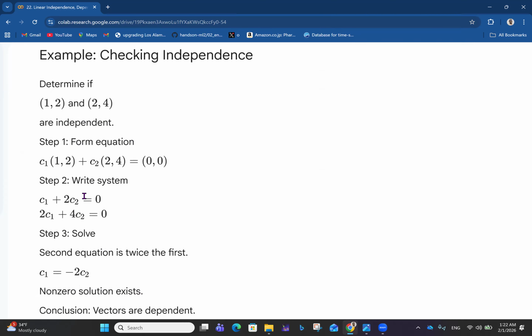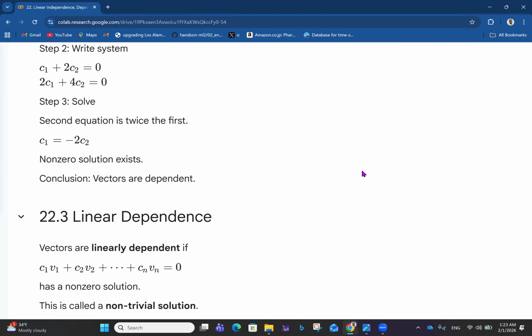If all you got here was that C1 and C2 are both zero, in that case, you'd have said they are independent. But since you have non-zero solutions, of course, the zero solution exists because if C2 is zero, then C1 is also zero. That exists, but that's not the only thing that exists. If C2 is 1, C1 is minus 2, like that. So you can then conclude that these vectors, (1, 2) and (2, 4), are dependent. And like I told you, once you see this from the beginning and it is an objective question, like multiple choice, just choose the fact that they are dependent or not independent.